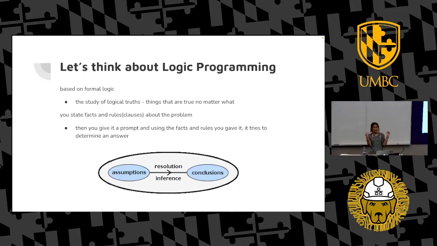One of the subcategories of declarative languages is logic programming languages. They are based on formal logic, which is the study of logical truths, things that are supposed to be true.